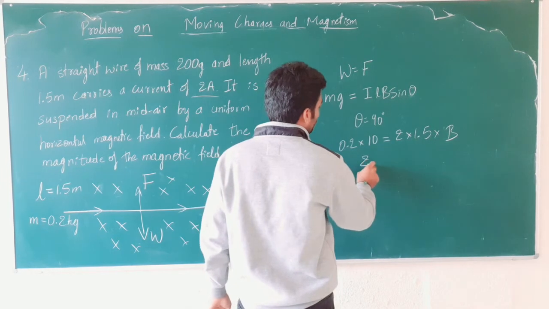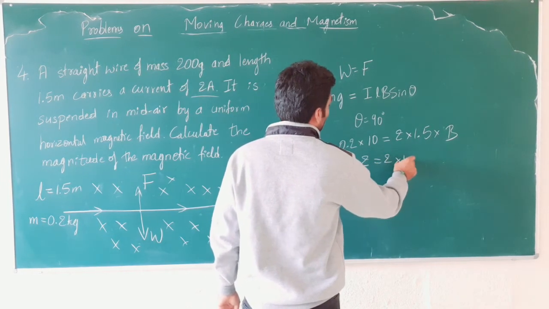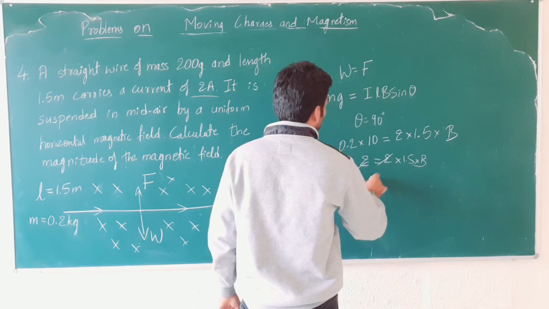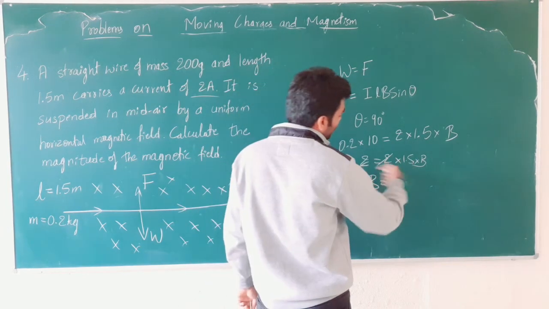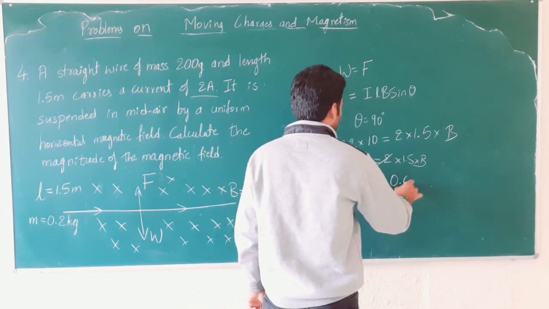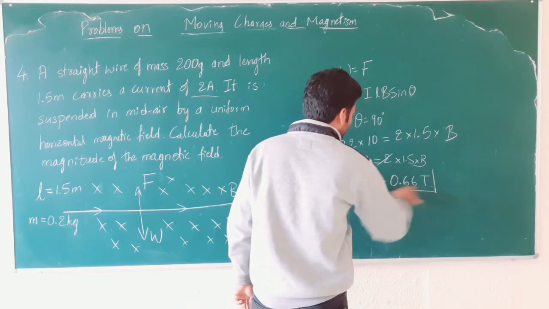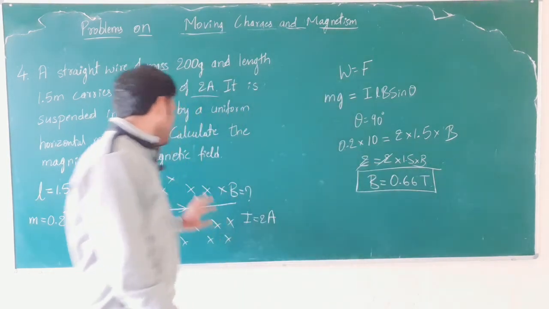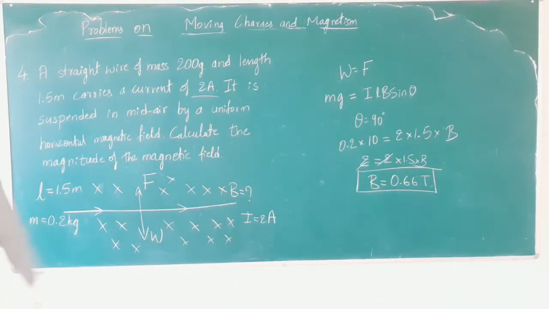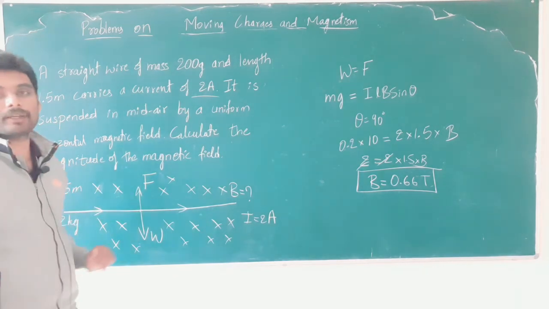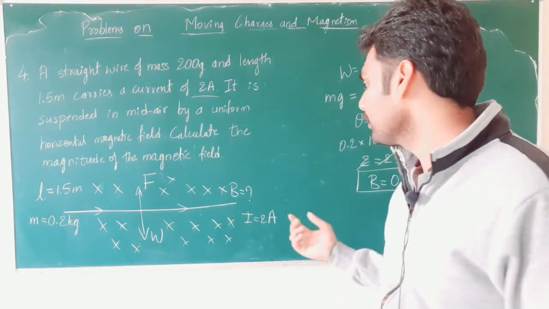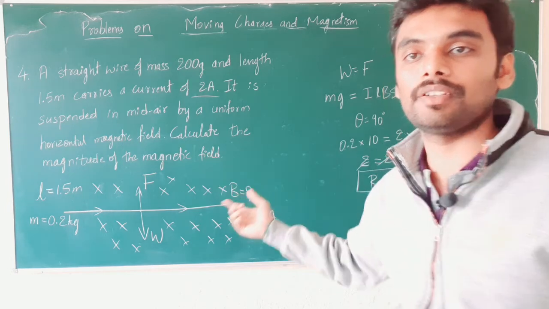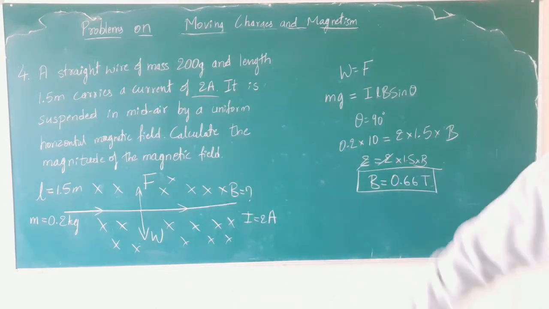10 into 0.2 into 2 is equal to 2 into 1.5 into B. The 2 and 2 cancel, B is 1 by 1.5, which is 2 by 3, and hence 0.66 Tesla. This is the magnetic field in which the current carrying conductor is kept so that it is freely suspended in mid-air. So the basic thing is balancing weight with the magnetic force. That's it. Rest everything is known to us.